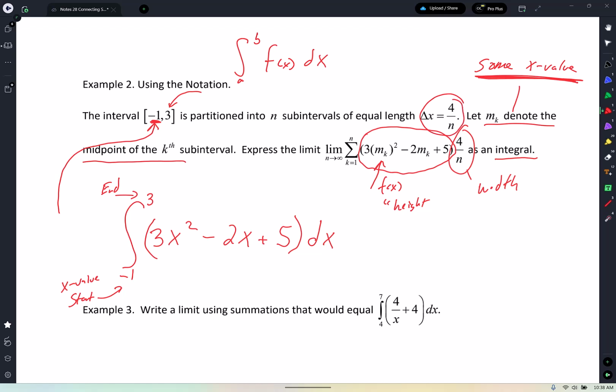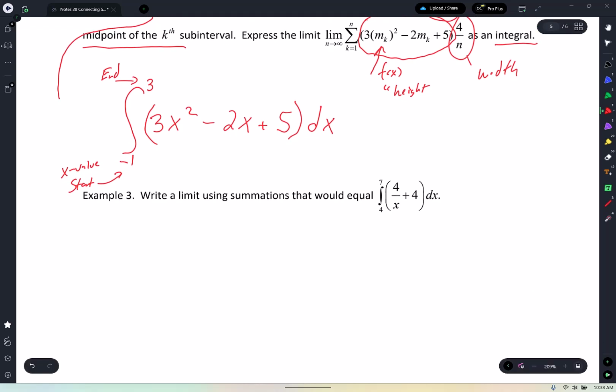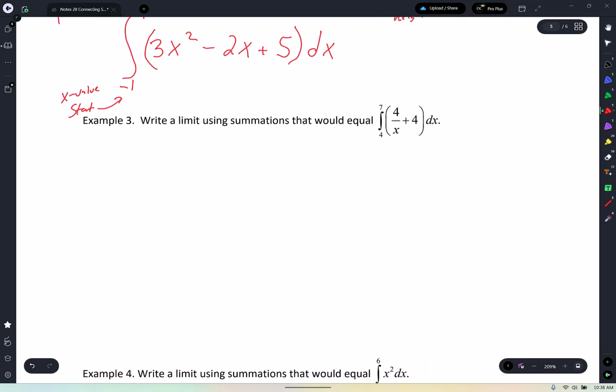Yeah. Those are easy. I think going from sigma notation to integral is easy, but going the other way around, I think that's the harder part. So relax. I'm gonna break it down for you. Really simple. Okay, ready? So all this was write a limit using sigma. Write a limit using summations that would equal this.